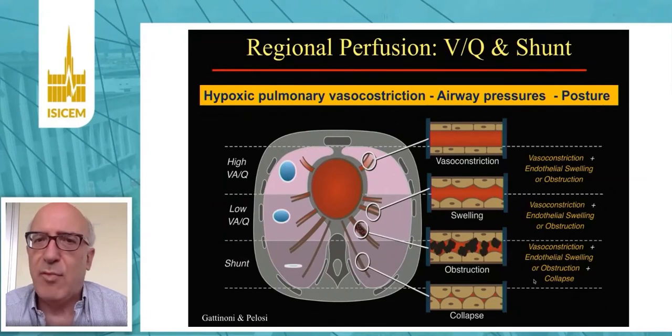We have to remember that regional perfusion may be affected by hypoxic pulmonary vasoconstriction, airway pressure, or posture. Different causes may lead to changes in regional perfusion, like vasoconstriction, swelling of the endothelium, obstruction, and collapse due to the increased lung weight. And they may be associated with different effects on high VA/Q, low VA/Q, or shunt.